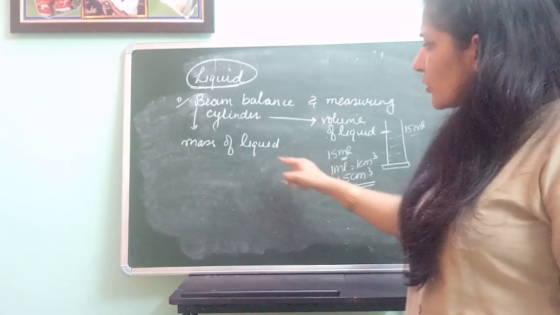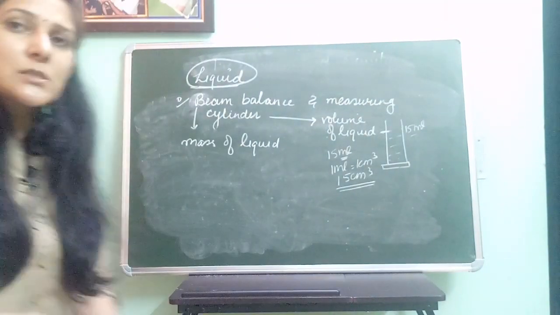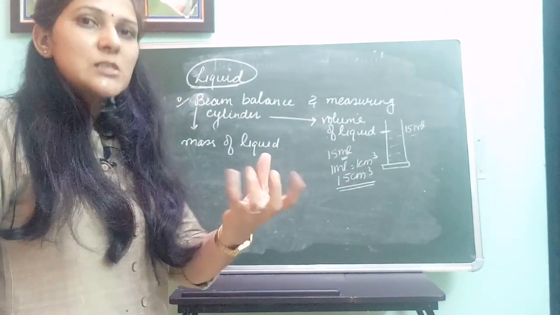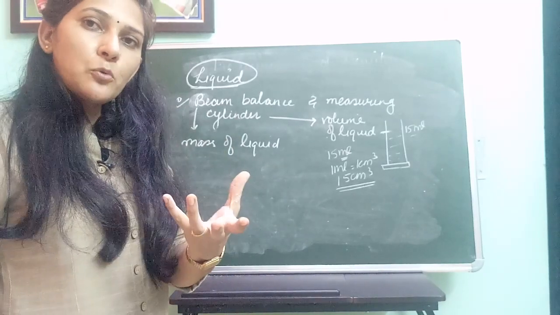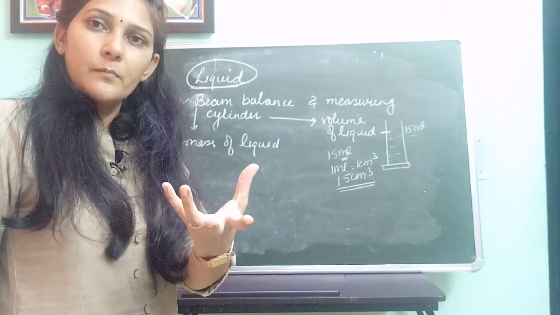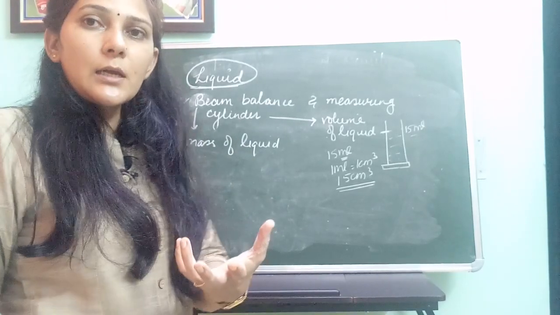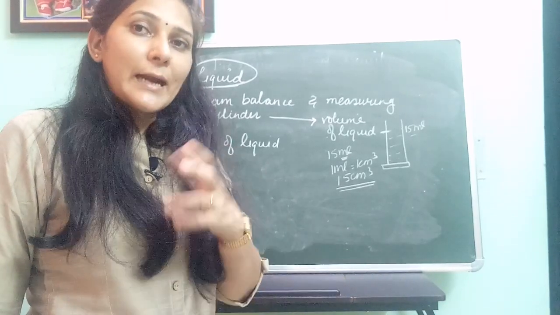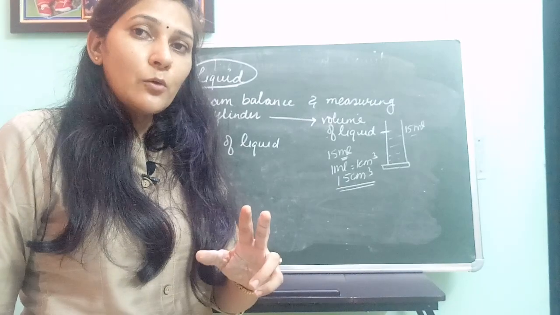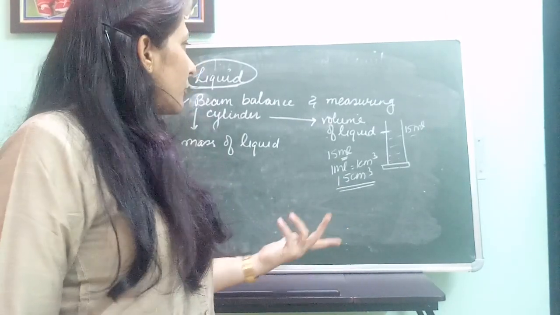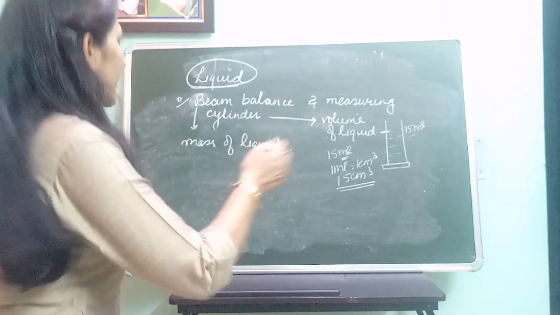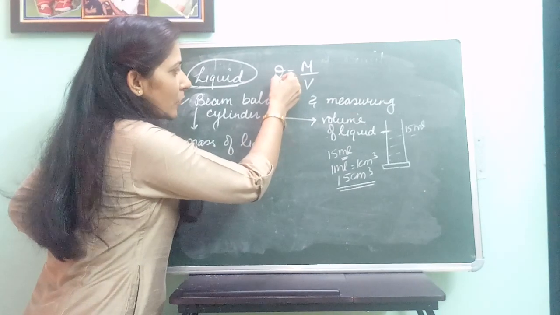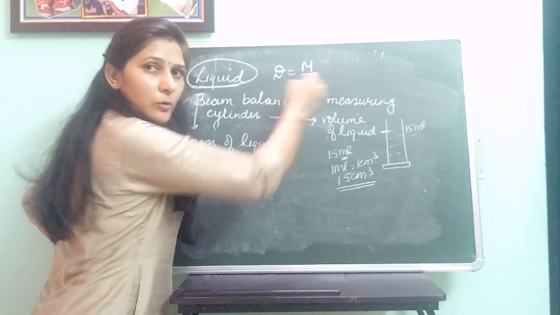This way we can find the volume of the liquid. Now the question is how to measure the mass of the liquid, because you cannot pour the liquid directly onto the beam balance or physical balance, as it will spread over the surface. So we need to take that liquid into a container. But then we are measuring the liquid along with the container, so that value is the mass of liquid plus container. Here we need the mass of liquid only, because we know density is given by mass upon volume, so for the density of a liquid, mass of liquid upon volume of liquid.